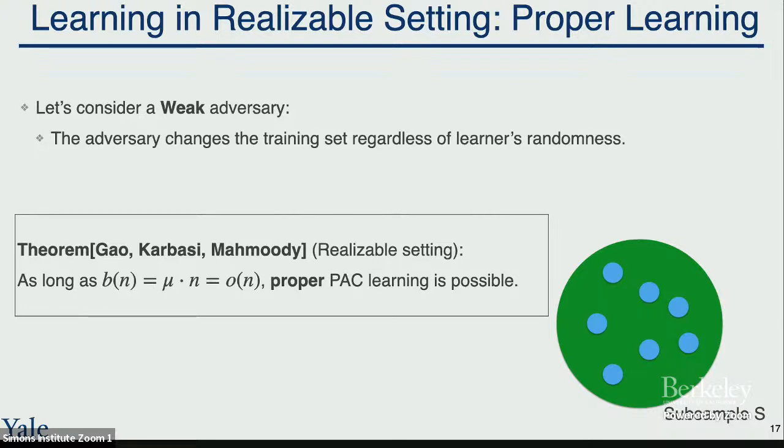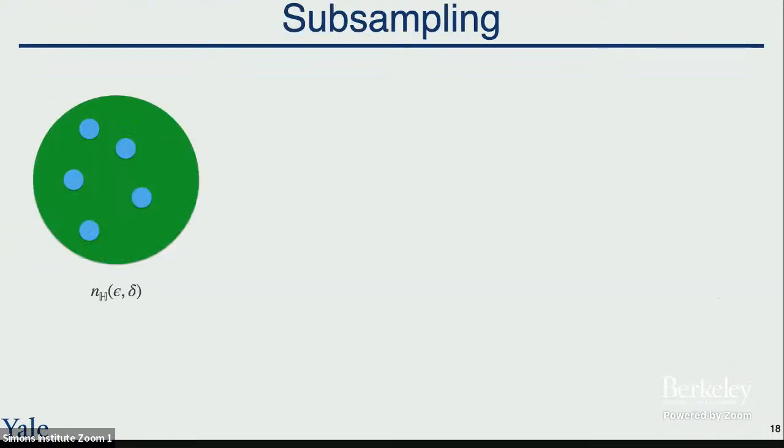So the first result is the following. Against this weak adversary, if the fraction of data points that the adversary changes is sublinear, then PAC learning is possible, and not only possible, proper PAC learning is possible, meaning that you're going to return a hypothesis from the class. The idea is to use subsampling. So how does it work?